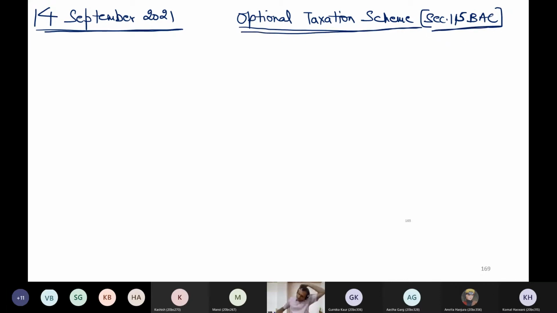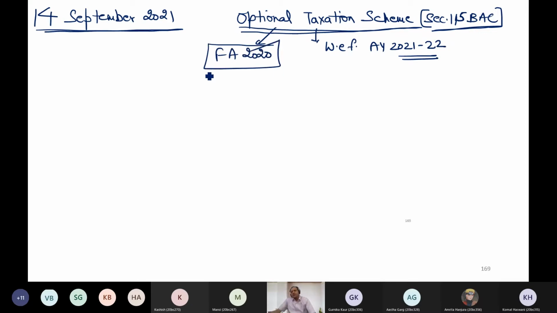This is section 115BAC. It is applicable first time in our previous, that means it has been made applicable with effect from assessment year 21-22. Before that, this section was not there. It was introduced by the Finance Act 2020 and made applicable with effect from assessment year 21-22.